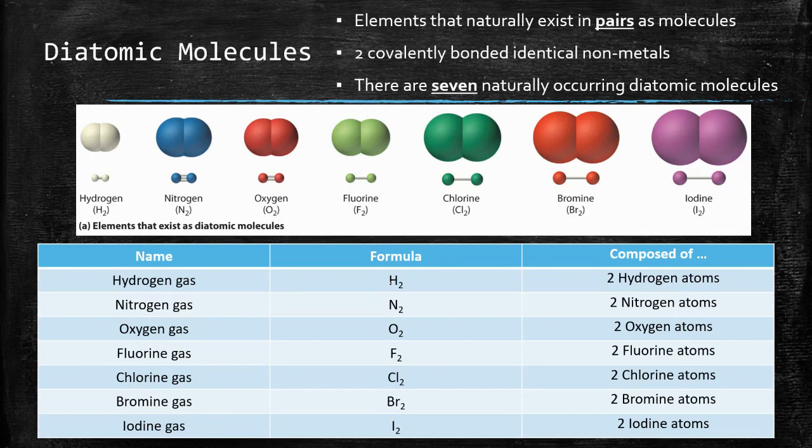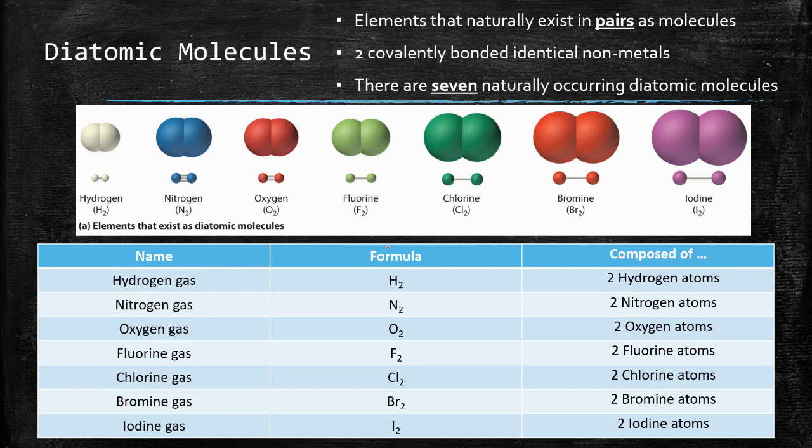Notice that this little 2 here means it has 2 hydrogen atoms. This 2 means 2 nitrogen atoms. That 2 means 2 oxygen atoms. And if you wanted to name it, instead of saying dihydrogen, you say hydrogen gas. Instead of saying dinitrogen, you say nitrogen gas. So it's oxygen gas, fluorine gas, chlorine, bromine, iodine.